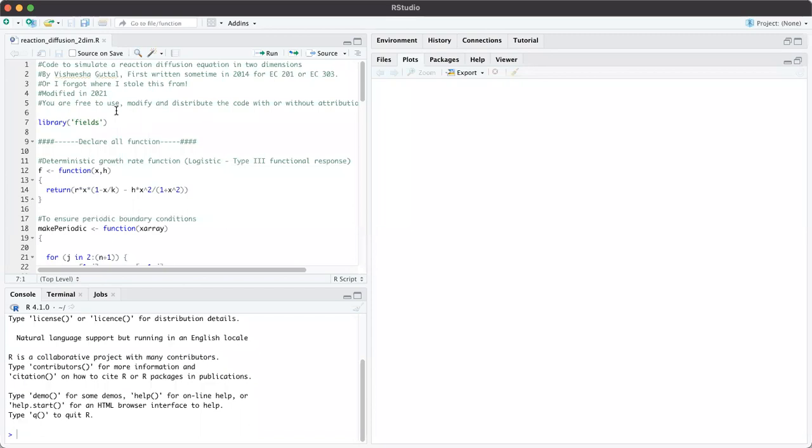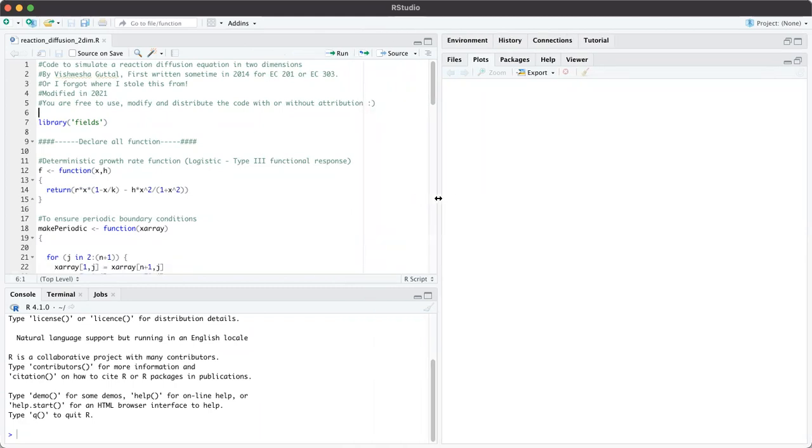Okay. What is the principle behind it? I can discuss that separately. Okay. So what I have now is an R code where I have already implemented the numerical scheme. I'll just take you through this.